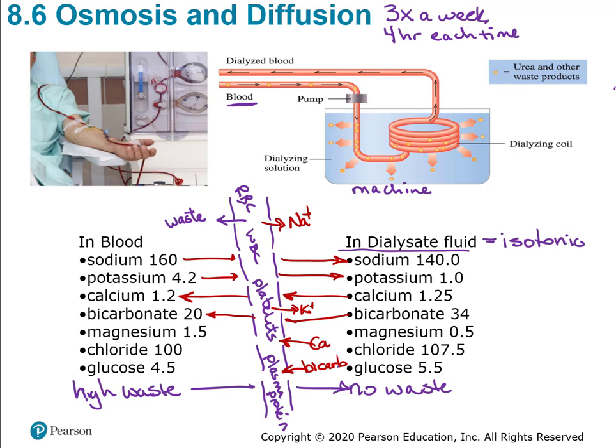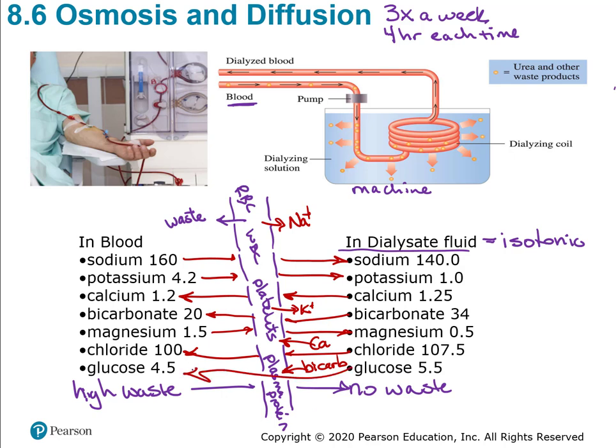Magnesium. Out. Magnesium would go from 1.5 to 0.5. Chloride? In. Going across. So those arrows I'm doing all the way across just underneath that tubing doesn't mean it's going into the tubing, but it's just going that direction. What about glucose? So there are nutrients in the dialysis fluid. If their glucose is 4.5 in the blood, but 5.5 in the fluid, that means glucose is going to end up moving in. So glucose will move into the blood.